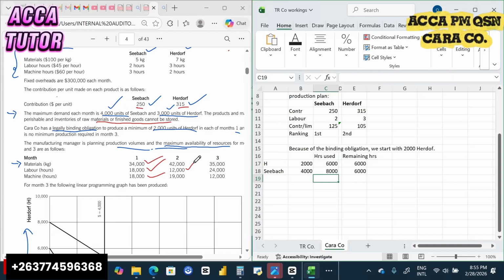So sometimes it's better to do reverse engineering, right? So we know that we have got 6,000. So if we come here and say 6,000, is that going to work? Let me see.